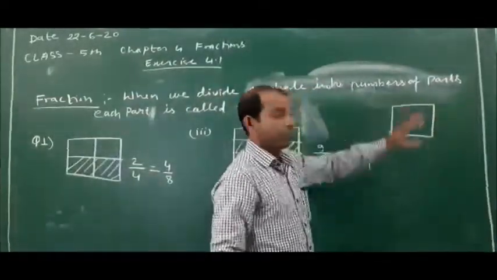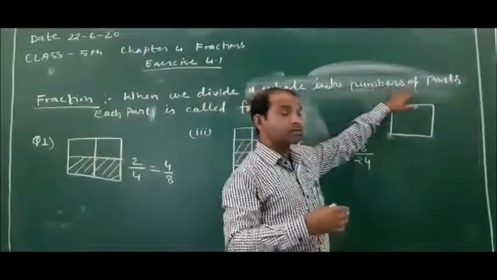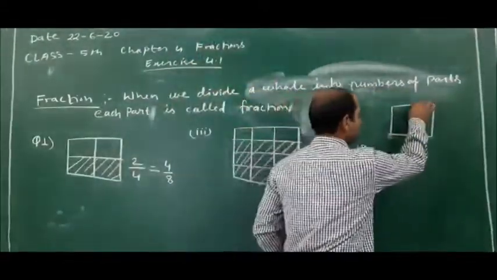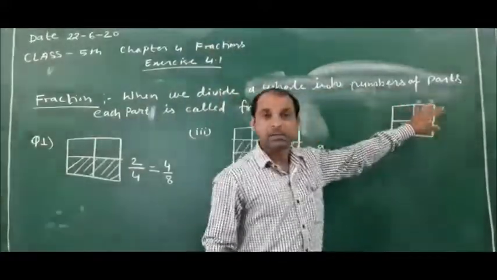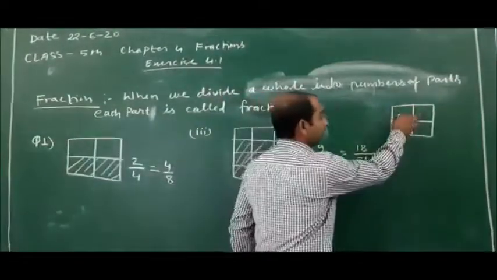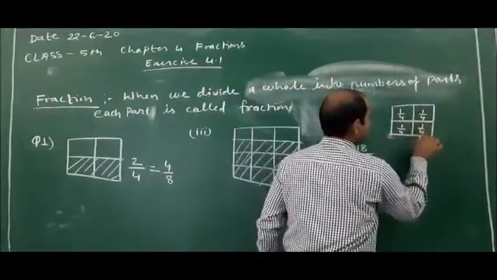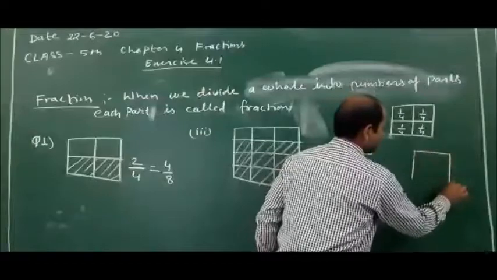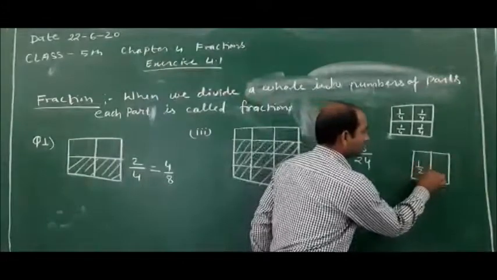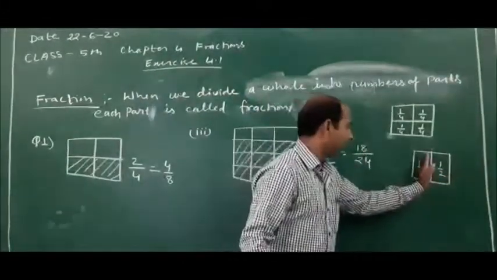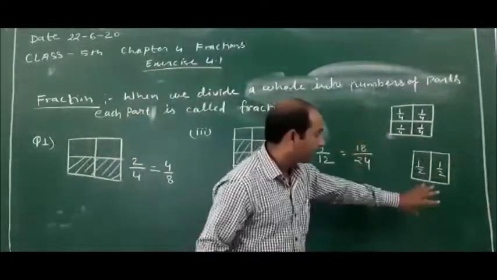But in this figure, when we divide the whole into a number of parts, just like this type, all parts should be equal. So each part is called a fraction. When we write this type, 1/4, if this is a box and we divide it into two equal parts, two equal parts means 1/2 and 1/2. This is the half and this is the half of this figure. So 1/2 is the fraction.